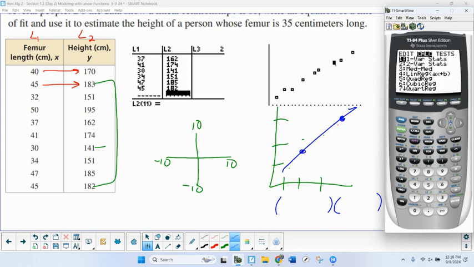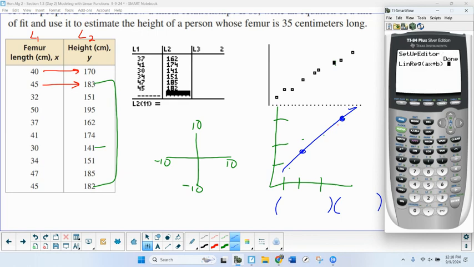Stat Calc 4. What's number 4 say up here? Linear regression. So that was Stat Calc 4. Bingo. Okay, now you get this.